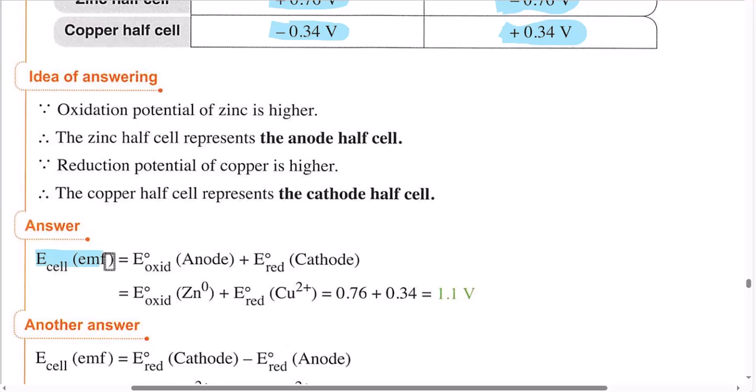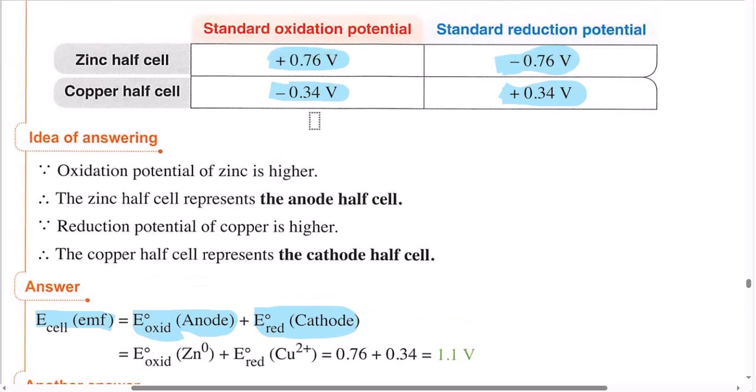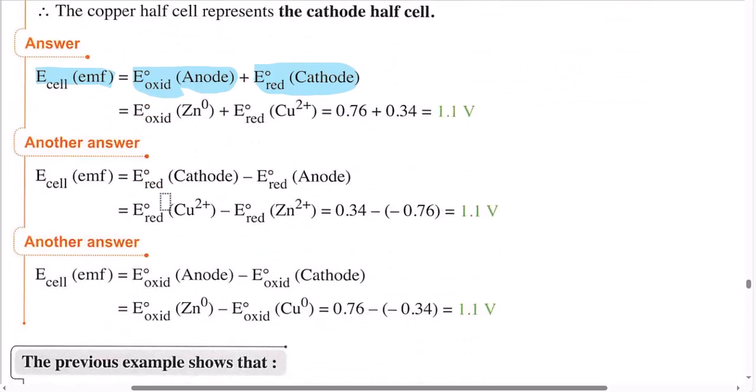So the first way to calculate this electromotive force is the standard oxidation potential of the zinc electrode, or the anode, plus the standard reduction potential of the cathode. The standard oxidation potential of zinc 0 plus the standard reduction of copper positive 2, it equals positive 0.76, the oxidation potential of zinc, plus positive 0.34, which is the reduction potential of the cathode. It may be expressed like this.